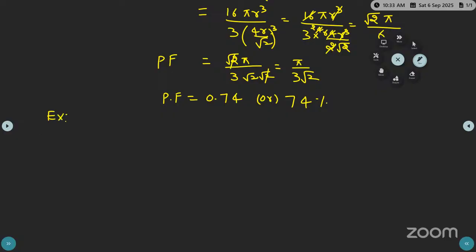Examples for the FCC structure are most of the metals. Copper, silver, gold, etc. Most of the metals will exhibit FCC structure, like silver, copper, gold, etc. So with this, we concluded the packing factor calculation for the three types of crystal systems under the cubic crystal system. The calculation for the three basic structures is done.